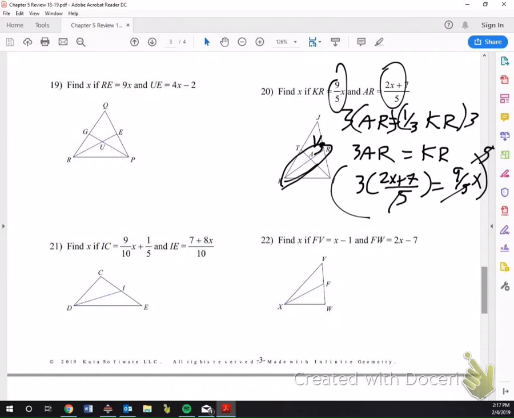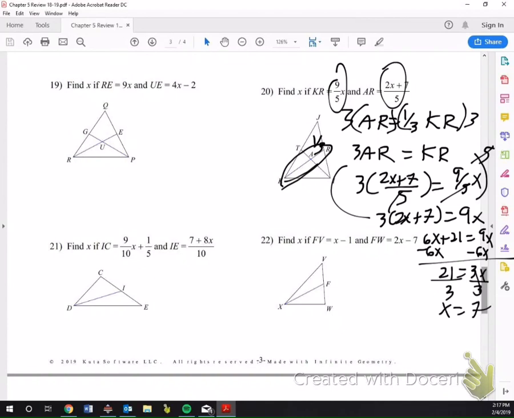Moving on. Now we have 3 times (2x plus 7) equals 9x. We distribute that out, subtract 6x from both sides, and divide by 3. So we get x equals 7, and that's all they were asking for. So we're good to go.